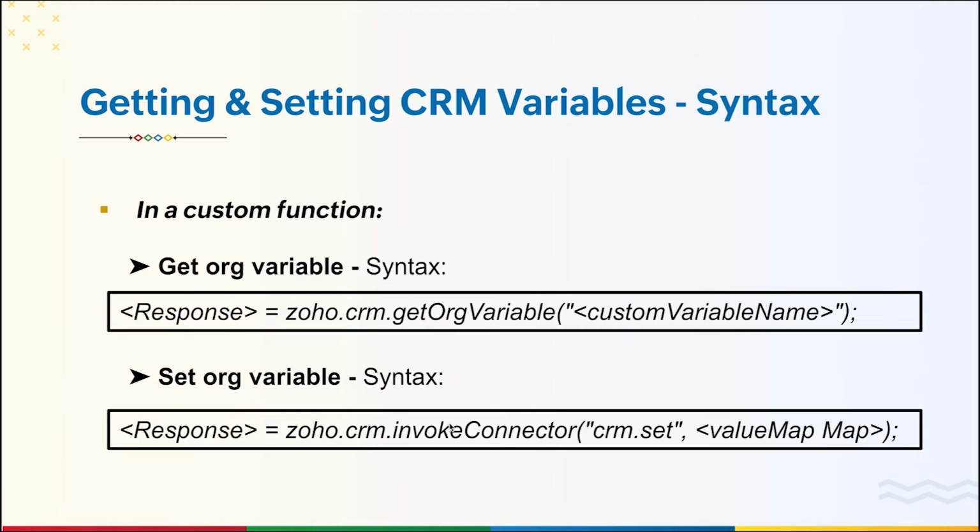Similarly, we have a syntax to set the value for a CRM variable through a function itself. You can invoke the connector crm.set, and in the value map, you're going to construct the value for the CRM variable that you want to store. That construction of data will happen over here, and then you'll invoke this particular connector, which will set a value to the CRM variable through your custom function.